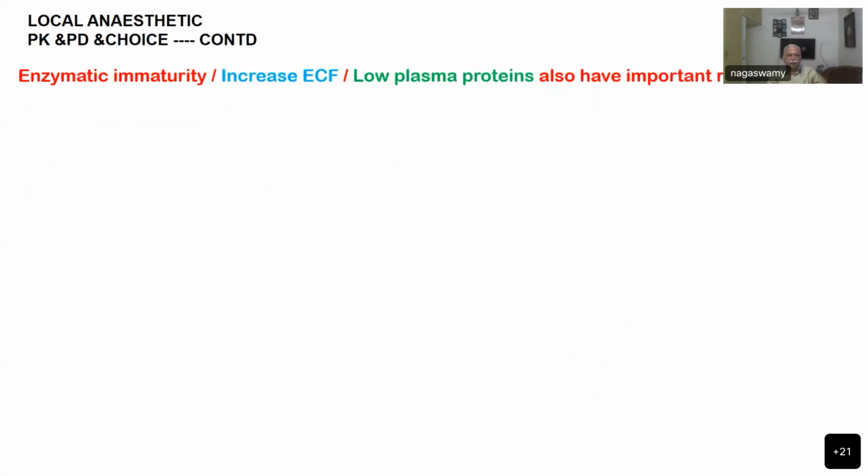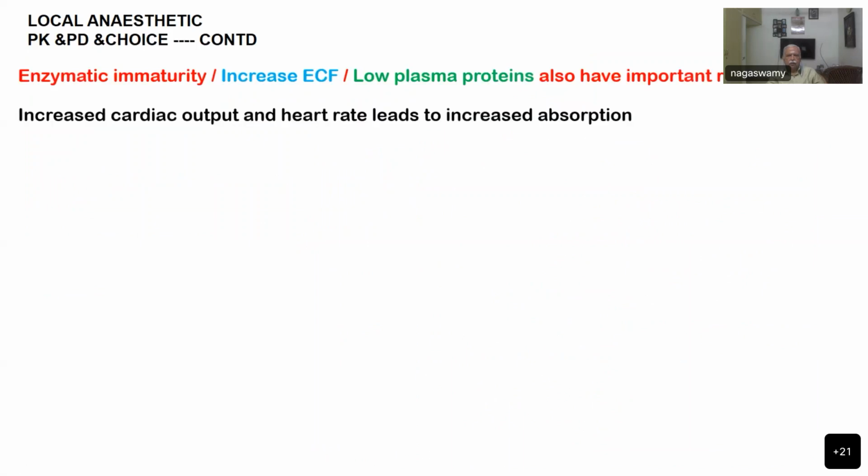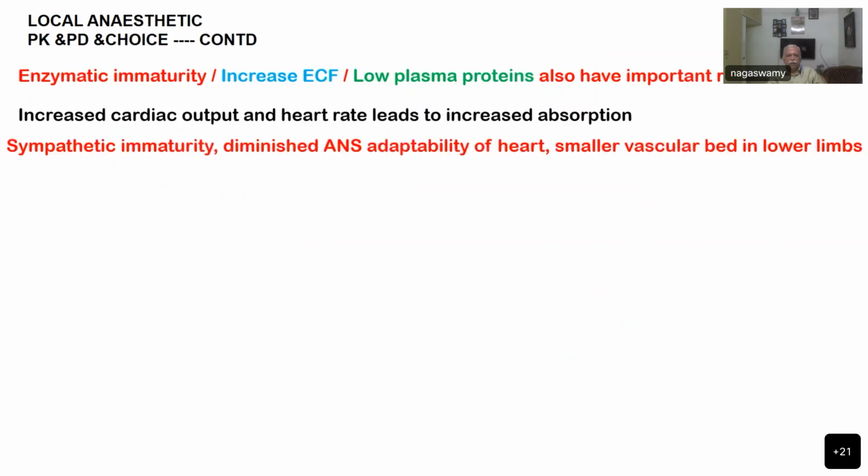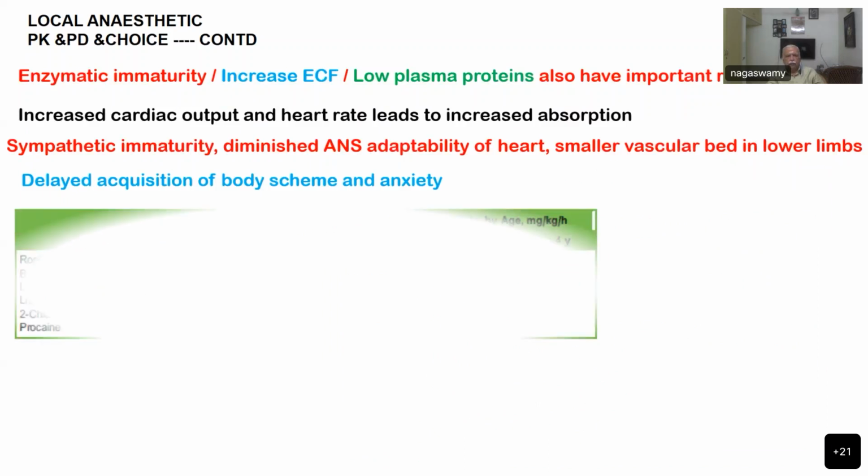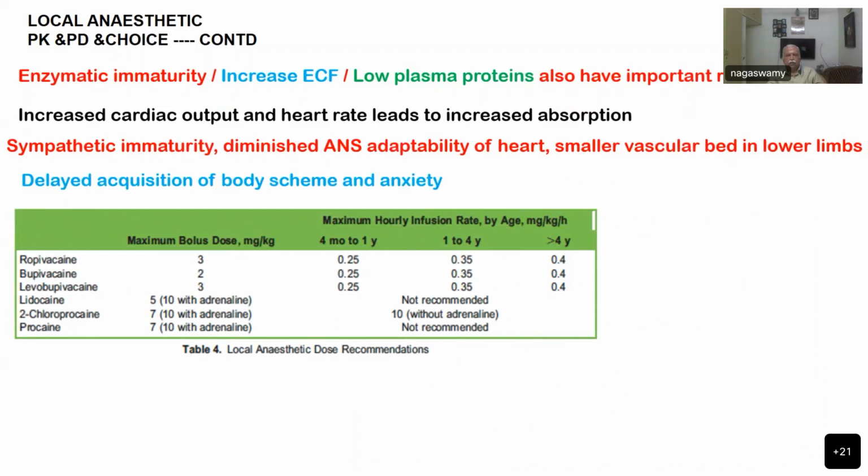So enzymatic immaturity, increased TCF, low plasma proteins, increased cardiac output and increased heart rate lead to increased absorption. Sympathetic immaturity, diminished adaptability of the heart, smaller vasculature and blood volume, delayed acquisition of body scheme and anxiety, all these things lead to much higher chances of toxic reactions.